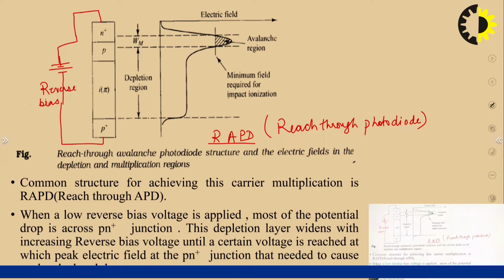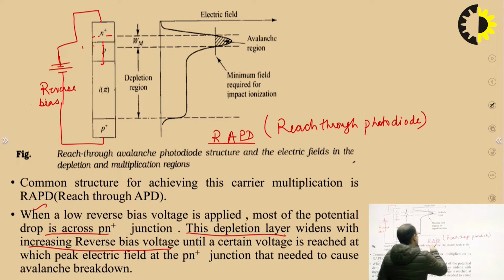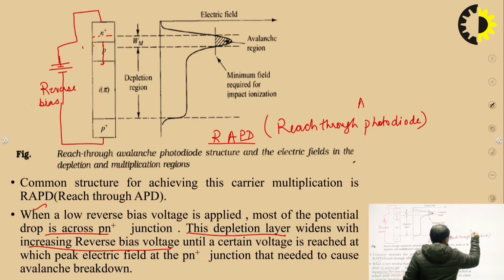When a low reverse bias voltage is applied, most of the potential drops across the P N plus region. This depletion layer widens with increasing reverse bias voltage. It means if we increase the reverse bias voltage, the depletion region increases and reaches up to the intrinsic layer. That's why it is known as the reach through Avalanche photodiode.